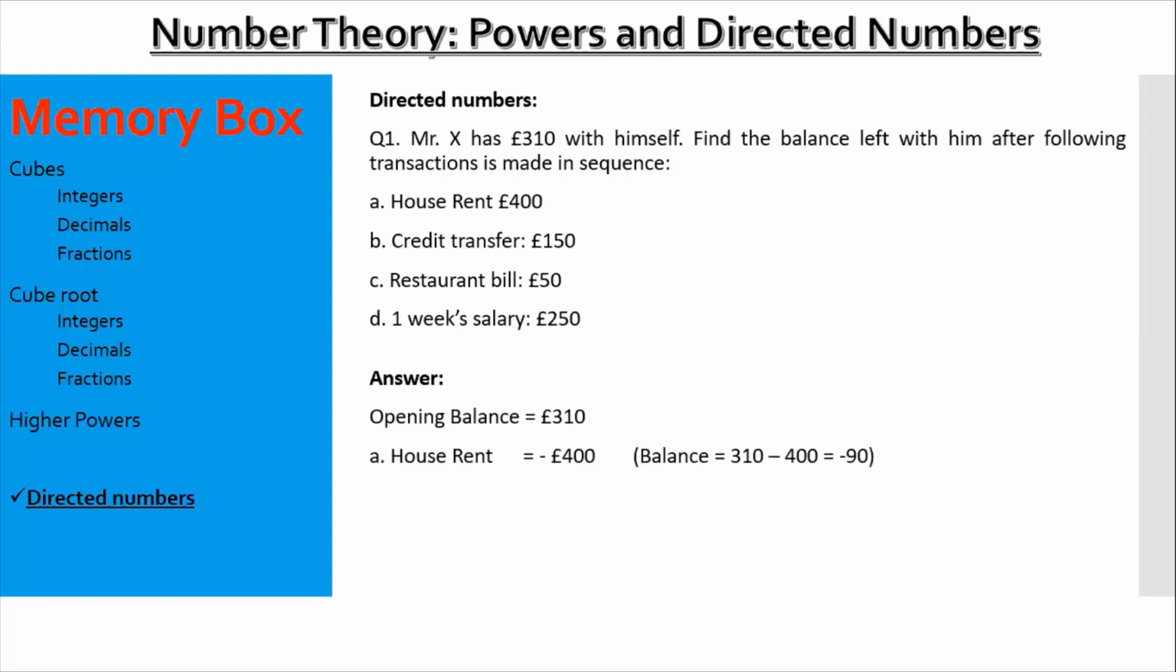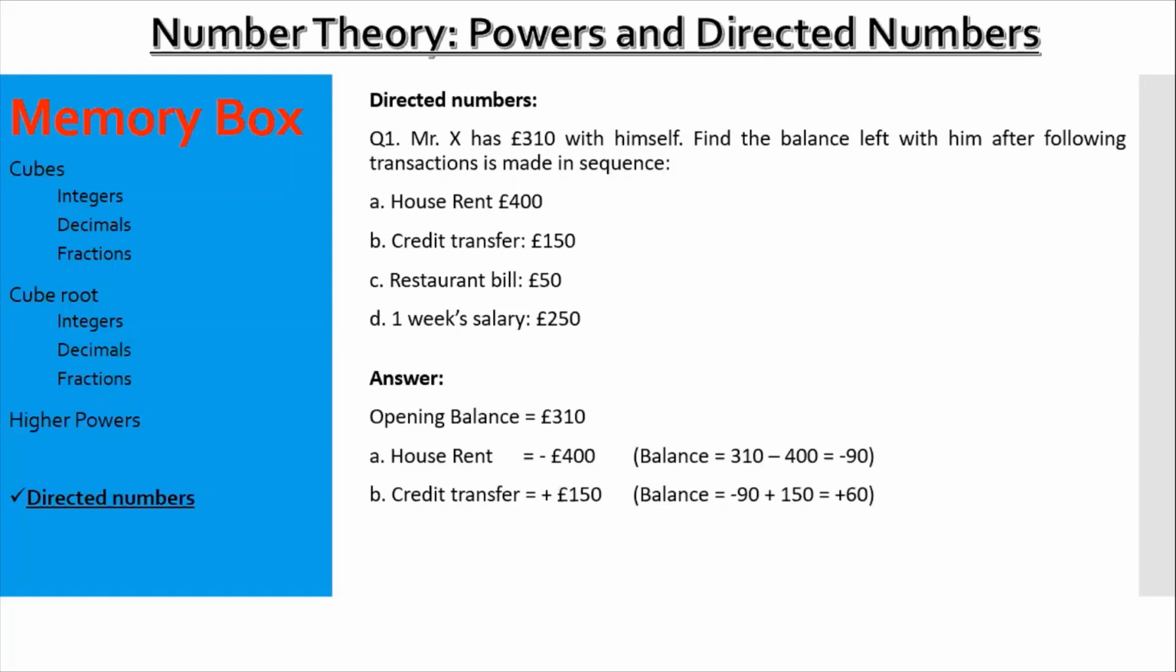The reason is after addition or subtraction, we always put the sign of the greater number. And out of the two numbers, 310 and 400, 400 is greater and it has a negative sign. So my answer also has a negative sign. The next transaction is a credit transfer of 150 pounds, which means Mr. X gained 150 pounds. So now the net balance available in his account, or available with him, would be plus 60 pounds.